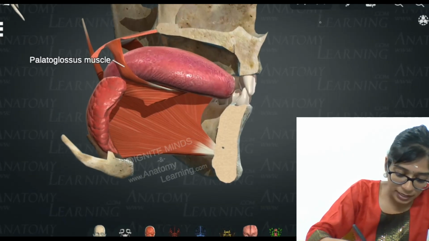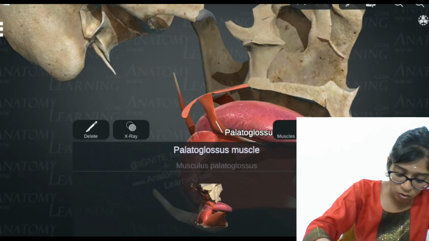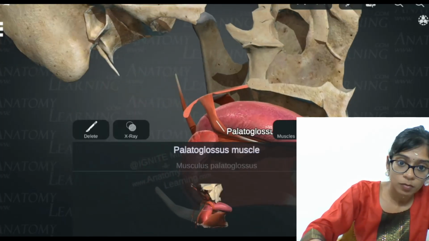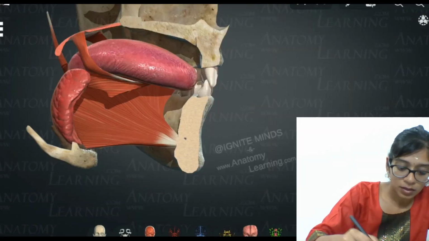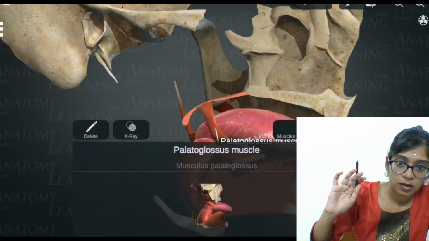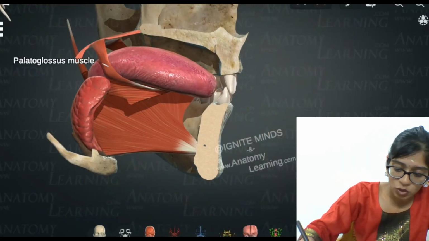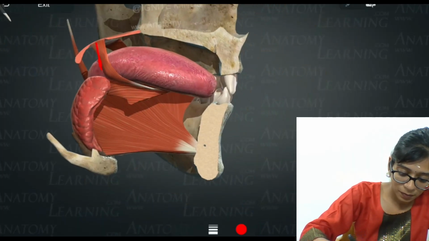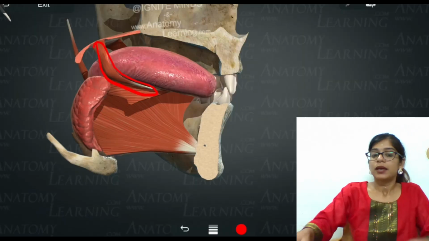It was not there in the picture I saw earlier. See this one. This is palatoglossus. This one. Okay. I hope all of you saw it, right? Okay, palatoglossus.